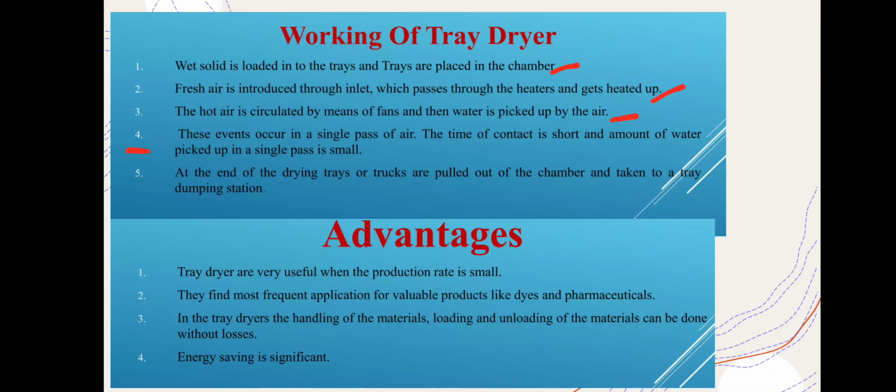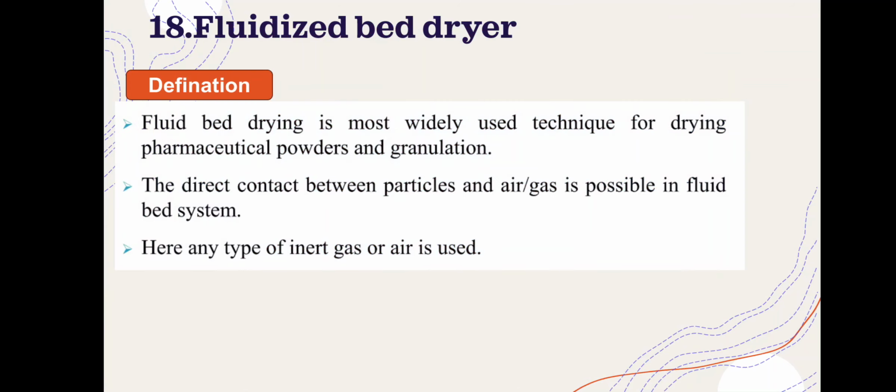Then at the end of drying, the trucks are pulled out of the chamber and taken to a tray dumping station. Advantages: tray dryers are very useful when the production rate is small. They find most frequent application for vulnerable products like dyes and pharmaceuticals. In tray dryers, the loading and unloading of materials can be done without losses and with energy saving. Very important: here energy is saved.